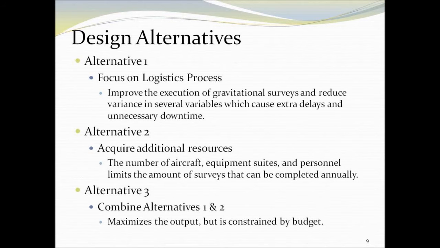We will be looking mainly at two alternatives, with the third one being a combination of the first two. The first alternative is to focus on improving the logistics process. By determining which factors cause the most delays, NOAA can use mitigation strategies to avoid unnecessary downtime. The second alternative is to acquire additional resources such as aircraft, equipment suites, and personnel. Additional resources will allow for more surveys to be completed annually, but at an extra cost. The third is a combination of the first two, but this will yield the best result but may cost too much to be feasible.